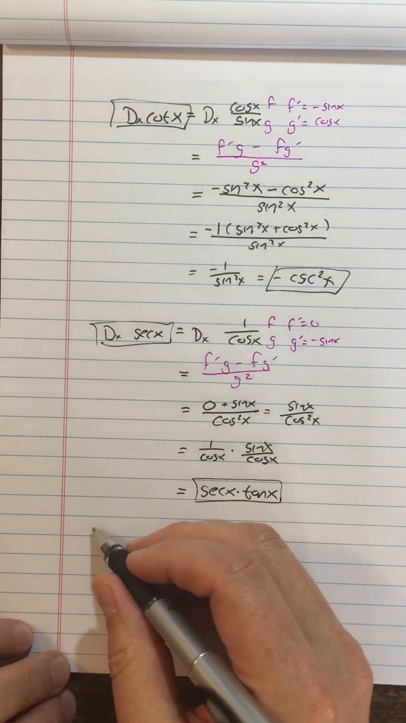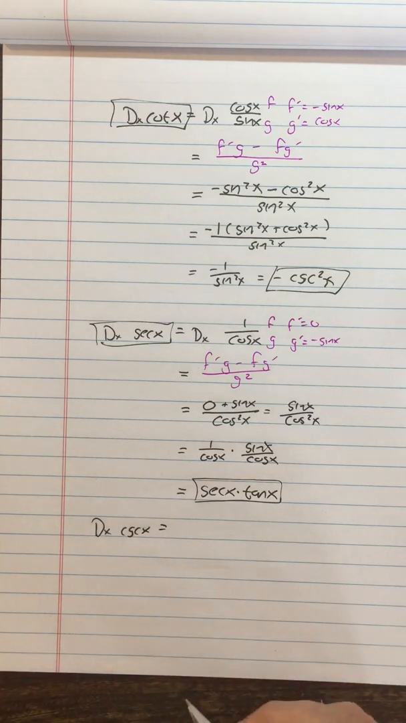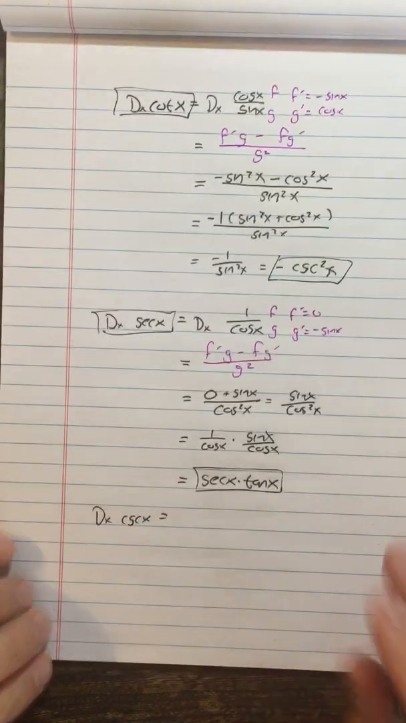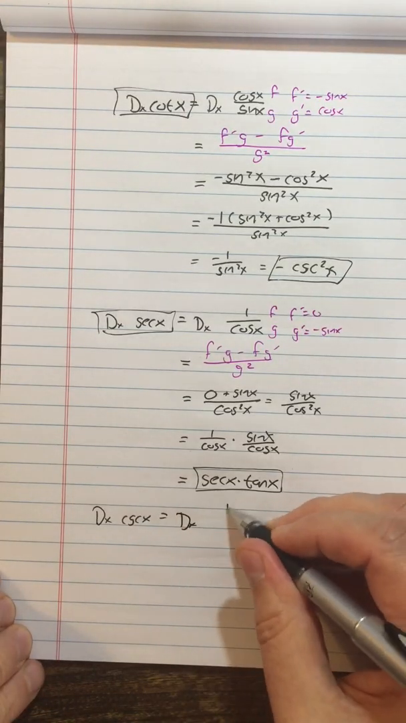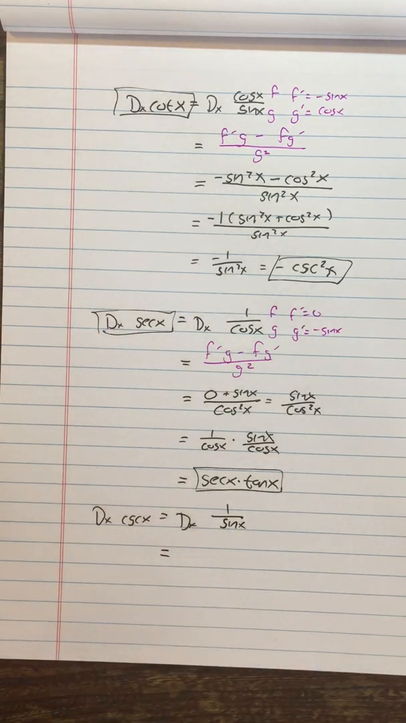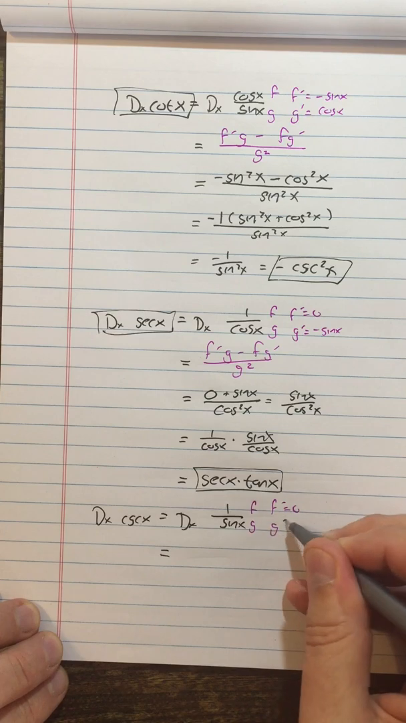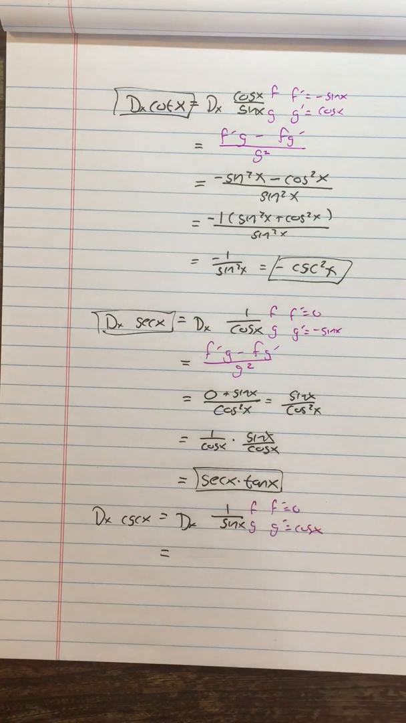All right? With the same thing in mind, you find the derivative of cosecant x. Go ahead, try it. Pause the video, try to find the derivative of cosecant x. Okay, hopefully you've done that. So this time it's 1 over sine x. So that is going to be, here's my f, here's my g. F prime is 0, g prime is cosine.